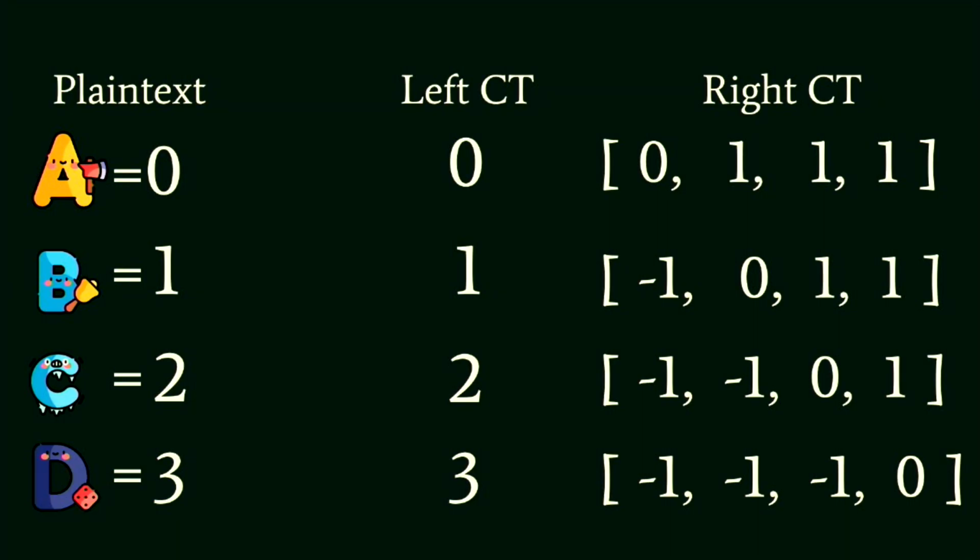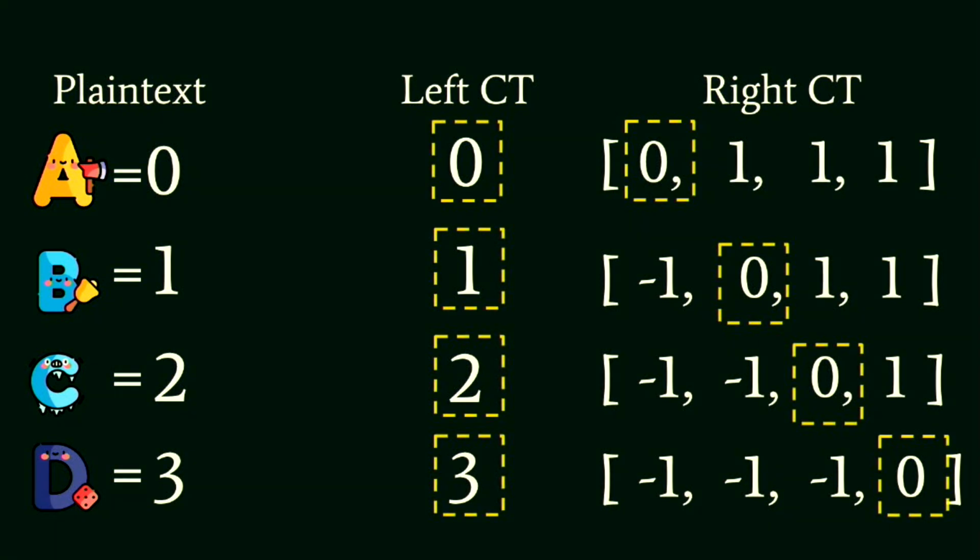So how do all our plain text look with their ORE ciphertexts? That's what this slide is showing. We have A, B, C, and D, and we've got the comparison results for all the values of that plain text against every value in the domain. And in the left ciphertext, we've got the location of where the left and the right are equal.